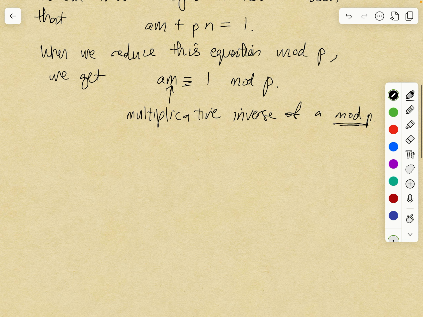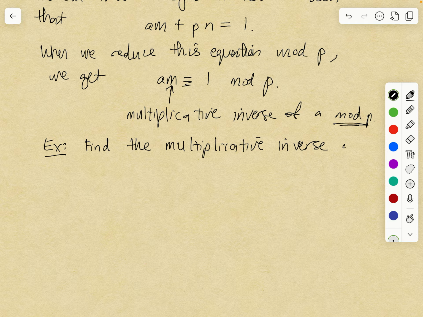Okay, so now let's look at an example. I just wanted to emphasize that because I've noticed that that's something that is confusing to people who are learning this. So the example we're going to do is find the multiplicative inverse of 10 mod 37. So we're looking for an integer between 1 and 37 such that when you multiply it by 10, it leaves a remainder of 1 when you divide by 37.